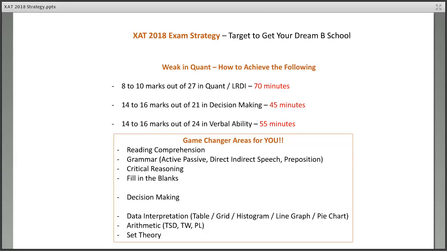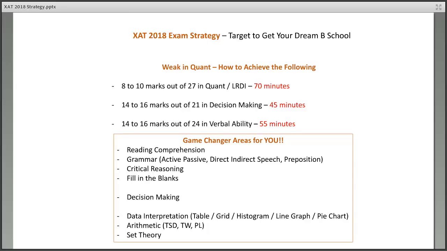Now, I encounter a lot of people who say that we are weak in quant. What should be my strategy to score high in XAT? So let's give a couple of minutes to those who are weak in quant, that how can they achieve 99 percentile in XAT and what should be their ideal time distribution.